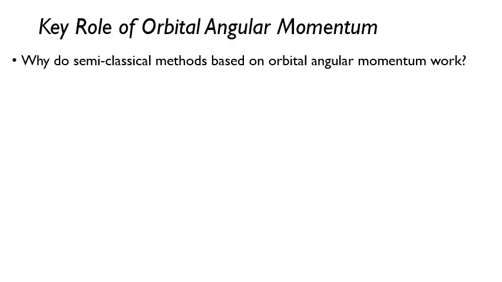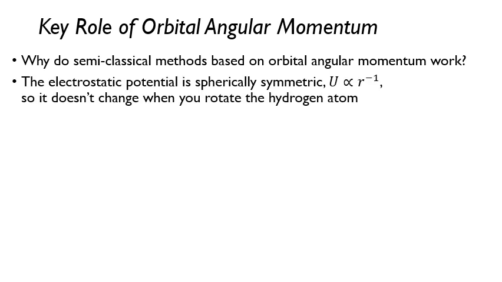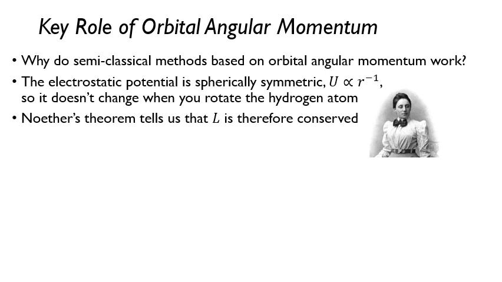So why did these semi-classical methods work so well when we base things on angular momentum being quantized? The basic idea of why angular momentum should work is the following. Your electrostatic potential is spherically symmetric. It just depends on the radius. It's inversely proportional to the radius. And so when you rotate the hydrogen atom, that potential doesn't change. We don't care about that. And so Noether's theorem tells us that because you're rotationally symmetric in this scenario, that means angular momentum is conserved.